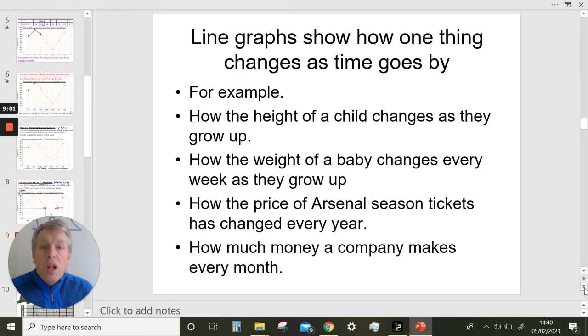So line graphs show how one thing changes as time goes by. We'll often use them to show how people are getting taller as they get older. We weigh babies a lot because we want babies to be healthy and to put on weight. So we'll plot their development by measuring their weight, and we'll show it on a line graph because we want to see how much heavier they're getting. We could see how the price of something changes. How does the price of Arsenal season tickets change every year?